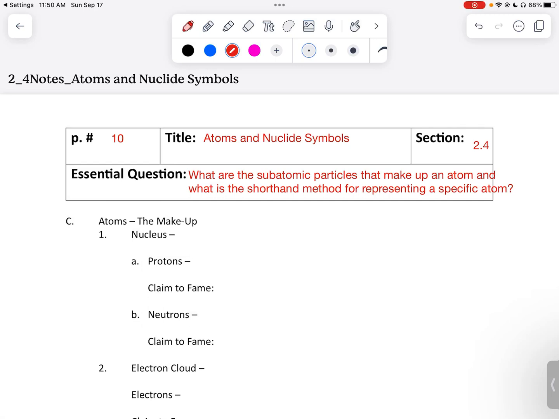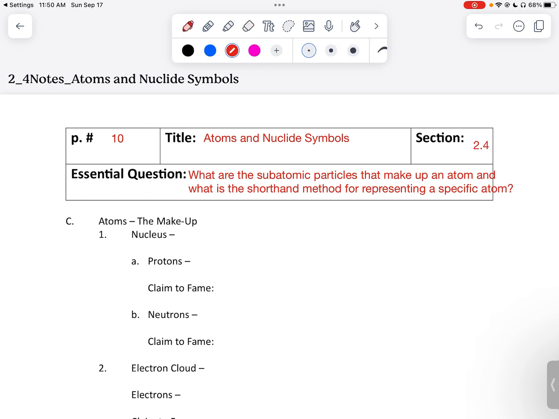This is 2.4 notes. We're talking about atoms and nuclide symbols. So what I need you to do right now is copy in this top part here so you're ready to go on it. That way we can start taking those notes. Hit pause so you get there and then we'll get rolling.